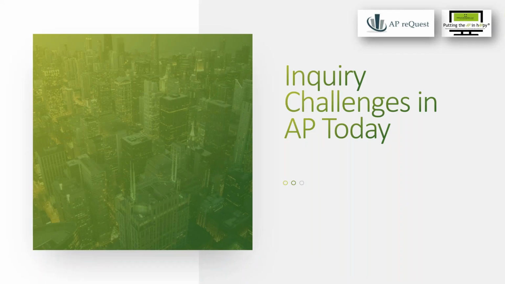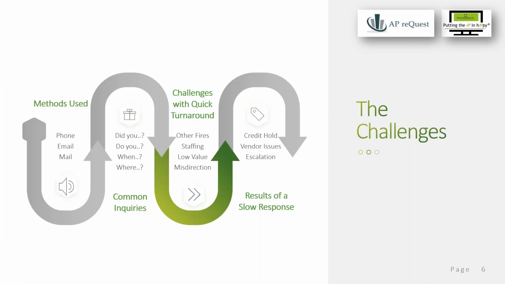Okay. So first, let's look at inquiry challenges in AP today. The methods used to contact AP are the phone, the email, and then also mail, because you'll get vendor statements via mail. And the common inquiries are, did you receive my invoice? Did you review my outstanding statement? When are you going to cut a check? Where do you send the money? Do you accept ACH, etc.?